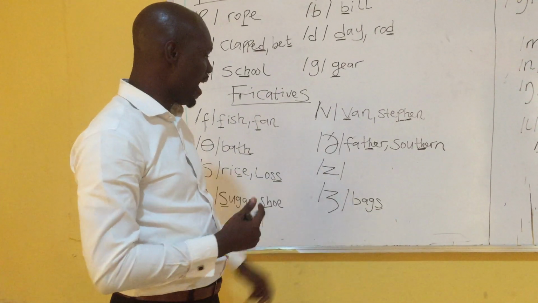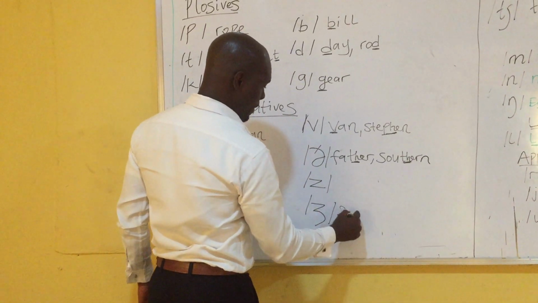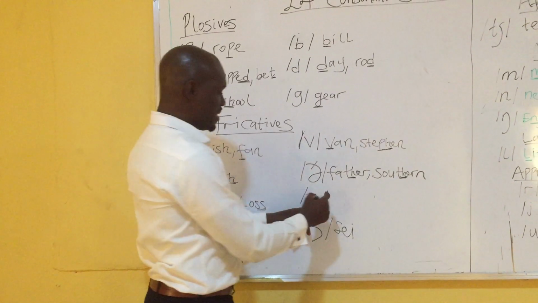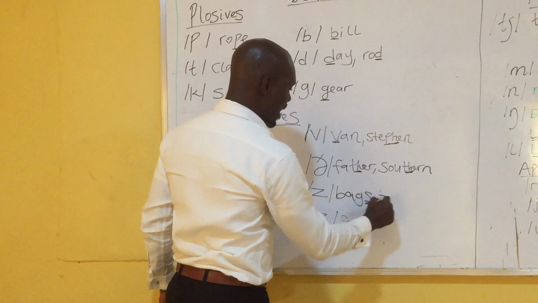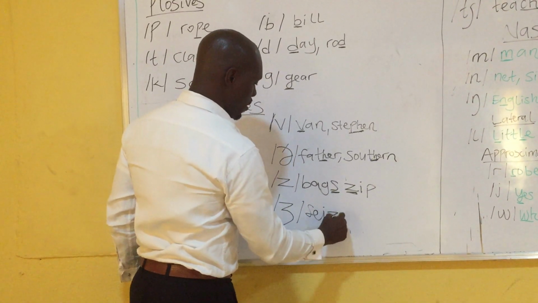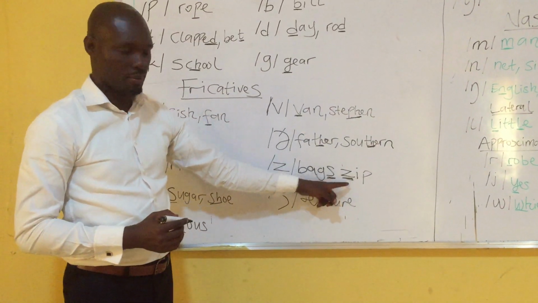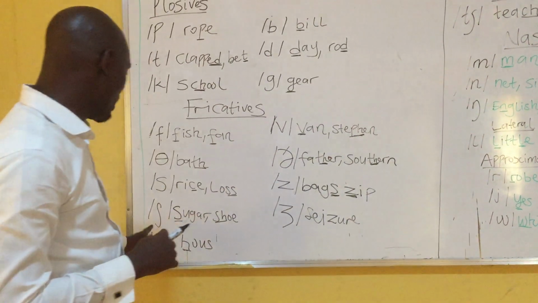And the next one we have here is pronounced as z. So we can find that in bags and zoo. So this sound is pronounced as z. So let's move on to the next one.